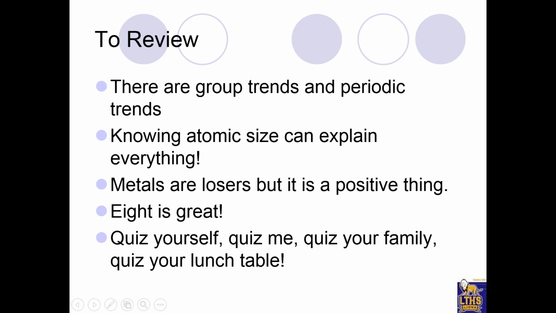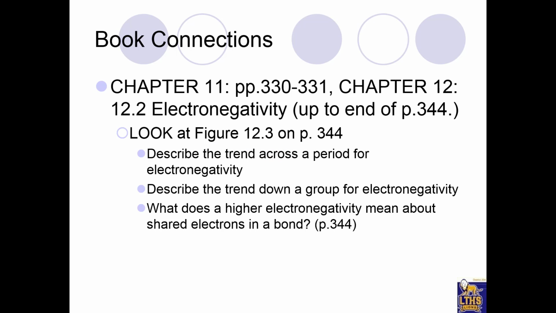Okay. To review, there are groups and periods, and they each have a trend, so you have to know them. Atomic size is a major trend that can help you explain all the other ones. Metals are losers, but it's a positive thing. 8 is great. Quiz yourself, quiz me, quiz your family, quiz your lunch table.